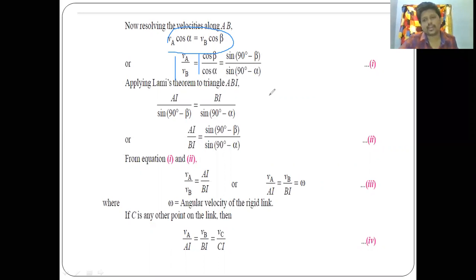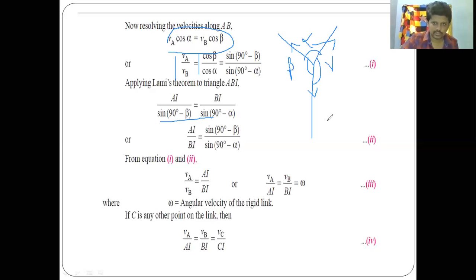Now we'll take the triangle ABI and apply Lami's theorem. I think we know what Lami's theorem is: we have a single point with three different forces acting on it. This is an angle alpha, this is an angle beta, this is an angle gamma. Let this be a force P, this be force Q, and this be force R.